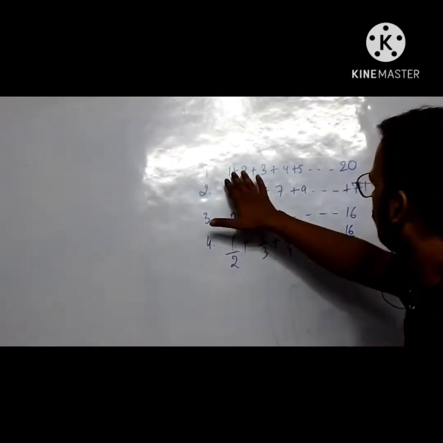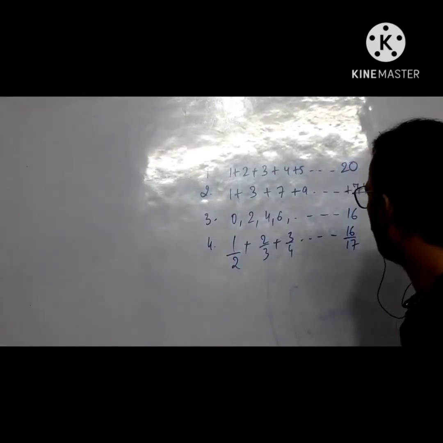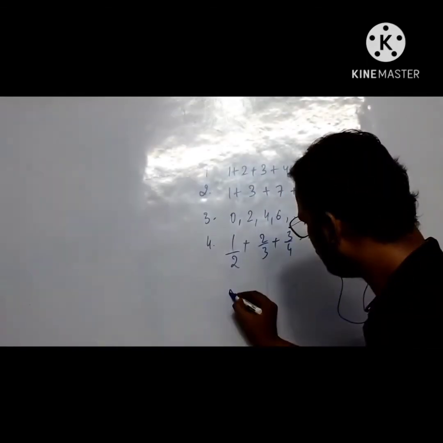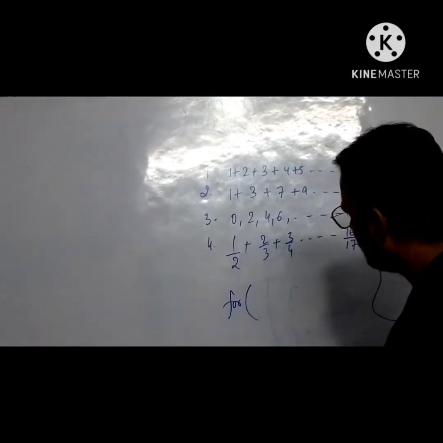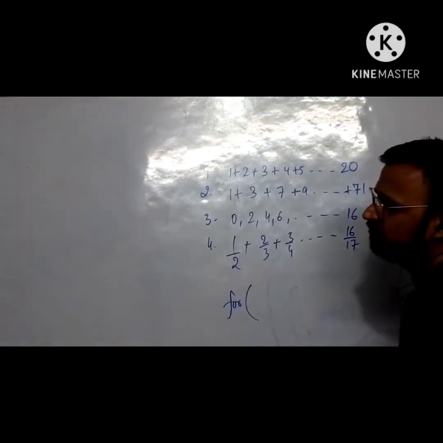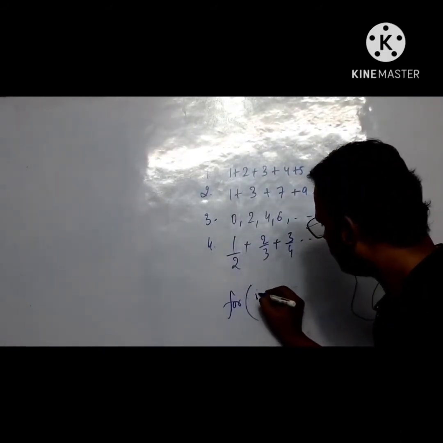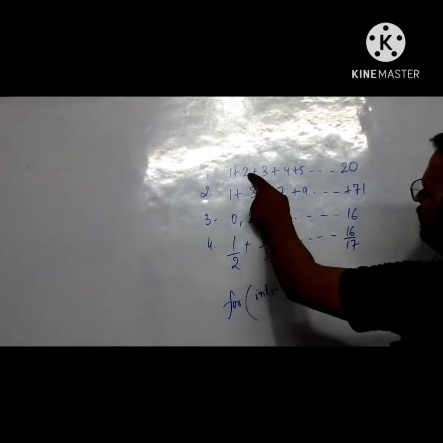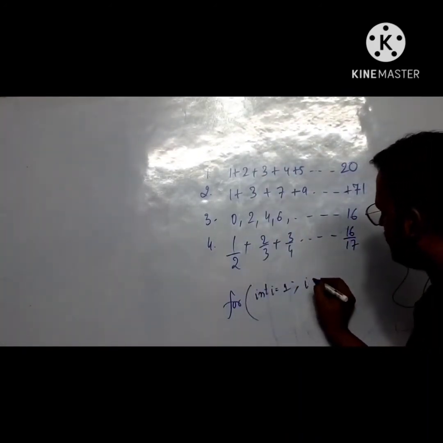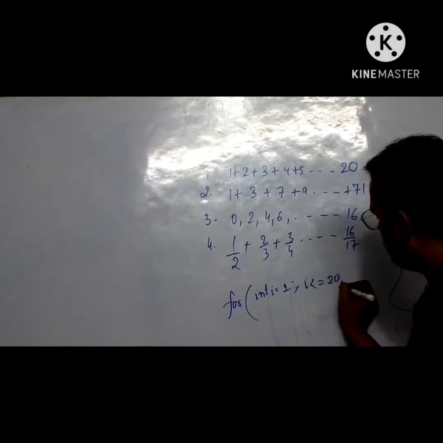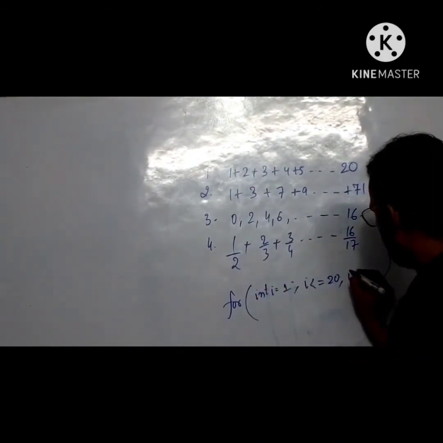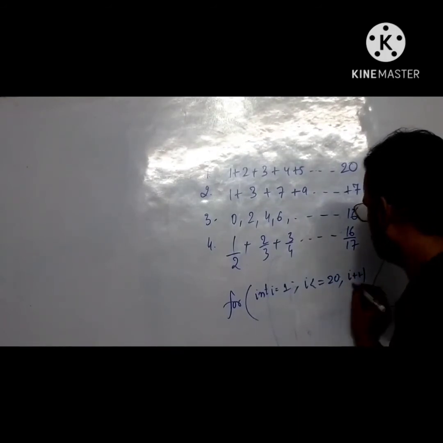Okay, 1 plus 2 plus 3 plus 4. Don't you think it is simple? We have to make a for loop. We have to start from 1: int i is equal to 1. We have to stop at 20: i less than equal to 20. And we have to make the increment 1 by 1 only, so i plus plus.